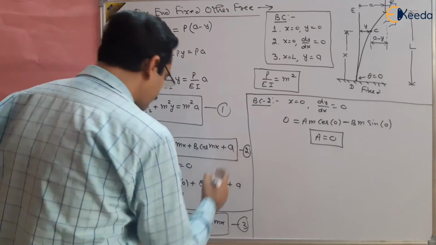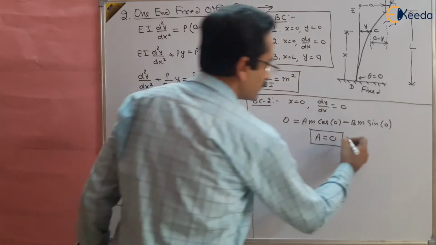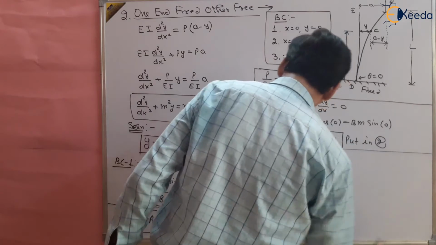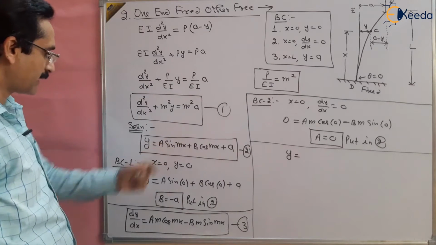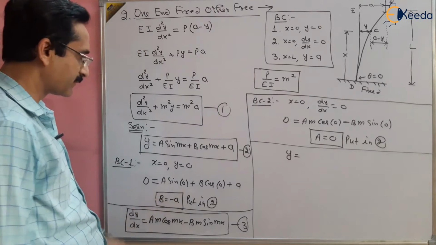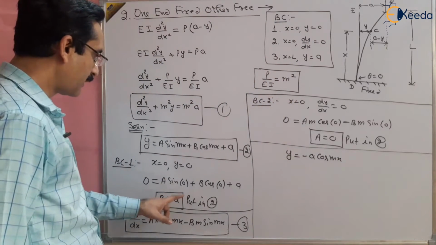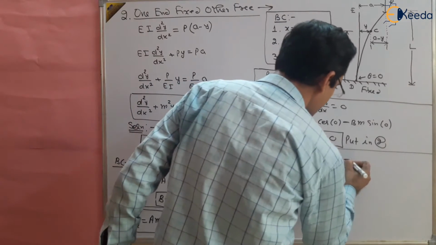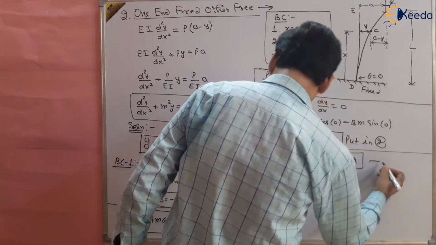Put this in the second equation, and what you are getting now is the new equation, that y will be equal to a sin mx, a is 0, leave it, plus b cos mx, b is minus a, so this is minus a cos mx, plus a. So this is the new equation. Suppose this is equation number 4.